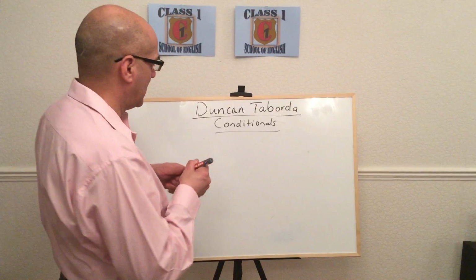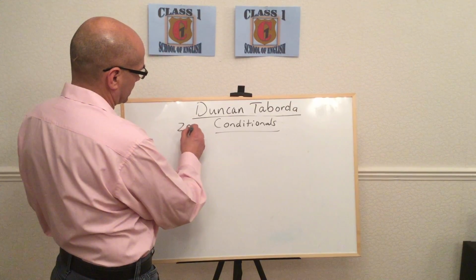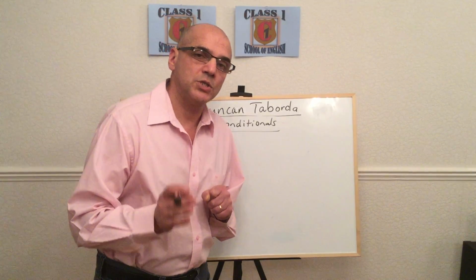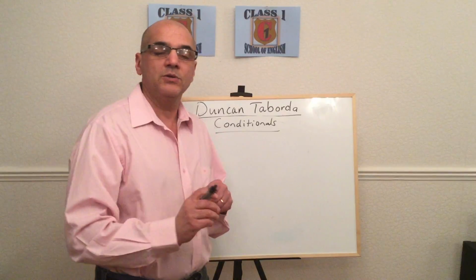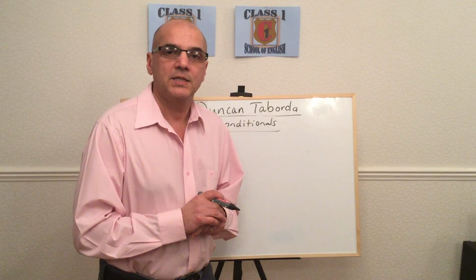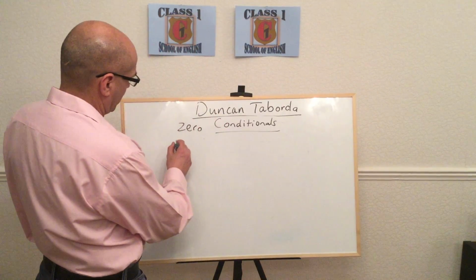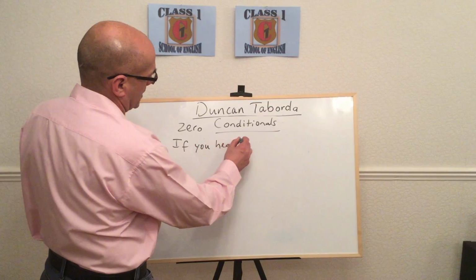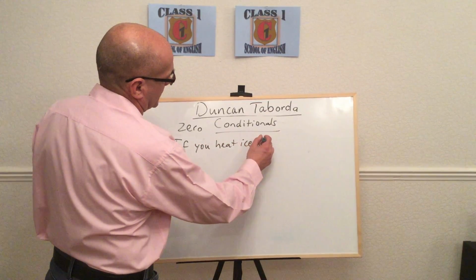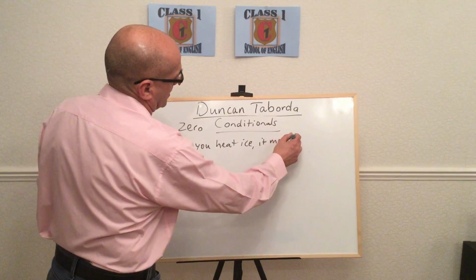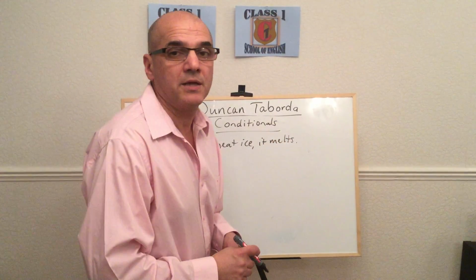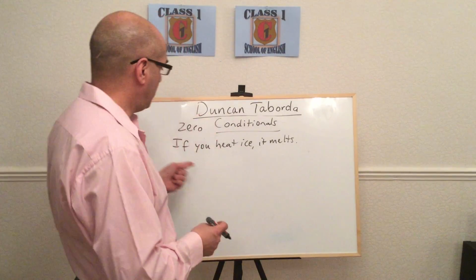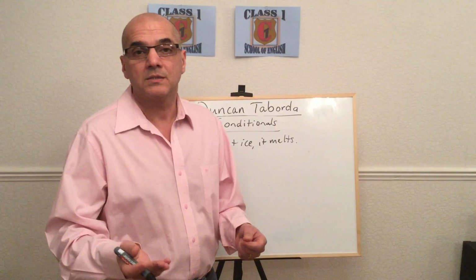The first one is the zero conditional. Now the zero conditional is used when something is absolute fact. It's like scientific fact. So for example, if you heat ice, it melts. I think you'll agree with that. Nobody can argue with that. It's a scientific fact. If you heat ice, it melts.